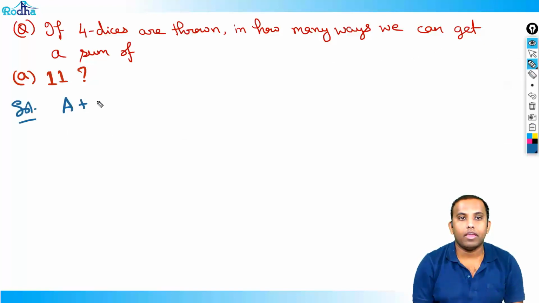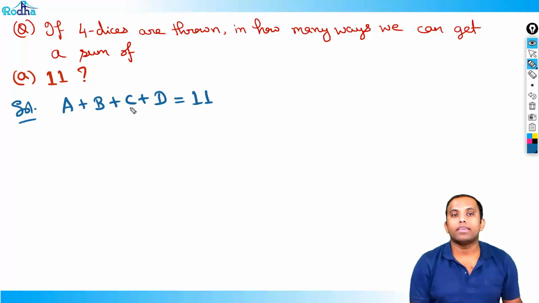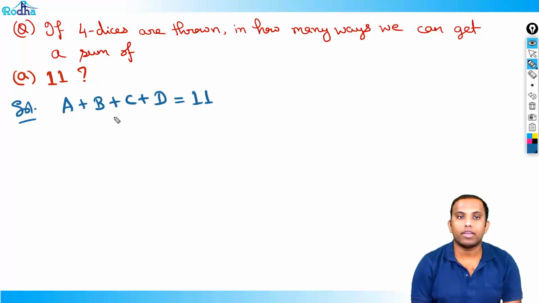See, A plus B plus C plus D is equal to 11, right? A is the number appearing on the first dice. B is the number appearing on the second dice. C is the number appearing on the third dice, and D is the number appearing on the fourth dice, right? So A plus B plus C plus D equal to 11 now.